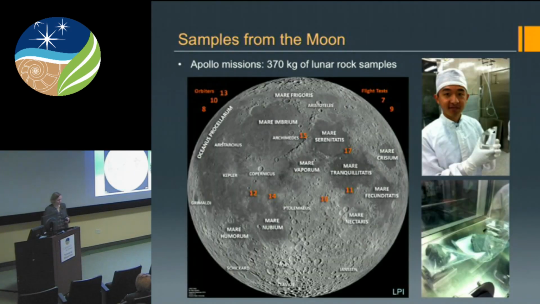We also have information about the moon's magnetic field from samples. The Apollo astronauts brought back about 370 kilograms of lunar rock samples. Here are the listings of the different mission landing sites. This is Bob. He went to some lab and got to play with the samples. So here are some of the lunar samples. From these rocks, we can do modern paleomagnetic analyses and try to learn about what the magnetic field on the moon was like in the past when those rocks cooled.